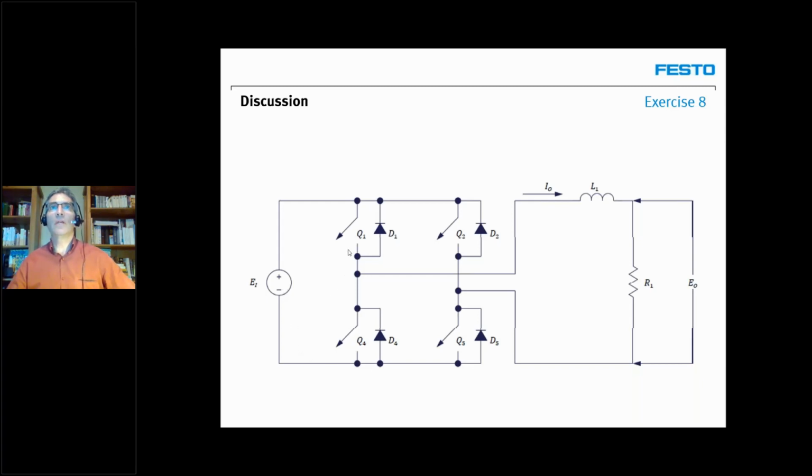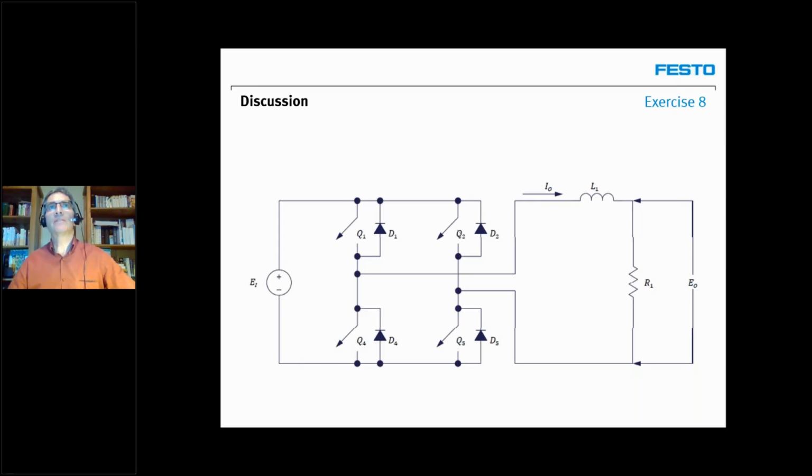Perfect. Now what happens if Q1 and Q5 are off and Q2, Q4 are on? The current goes like this through Q2, goes through the load, but you see that now I will be traversing the load in the opposite direction. So now I apply a negative voltage to R1 and back to here through Q4 and back to the source. So as you can see, when Q1 and Q5 are on, I present a positive voltage to R1 and a negative voltage when it is Q2 and Q4 that are on.